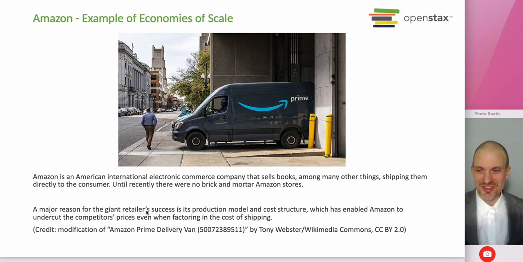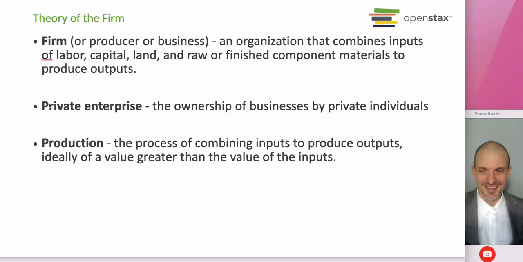A major reason for the giant retailer's success is its production model and cost structure, which has enabled Amazon to undercut competitors' prices, even factoring in the cost of shipping. There's more to the Amazon example too, some interesting things, but I won't get into it here. It's another lecture entirely. But there are more reasons than just economies of scale behind Amazon's ability to outcompete smaller companies.